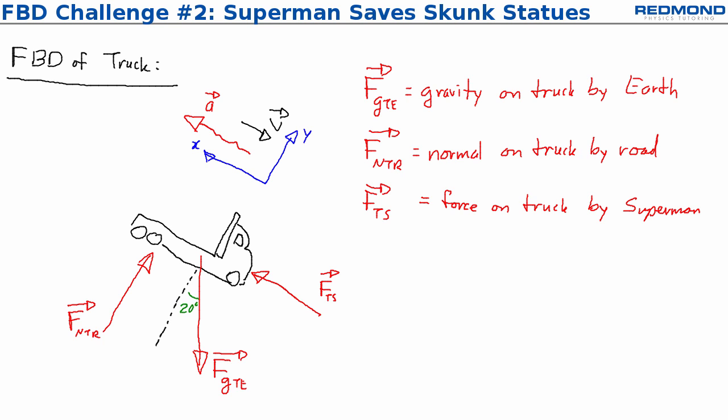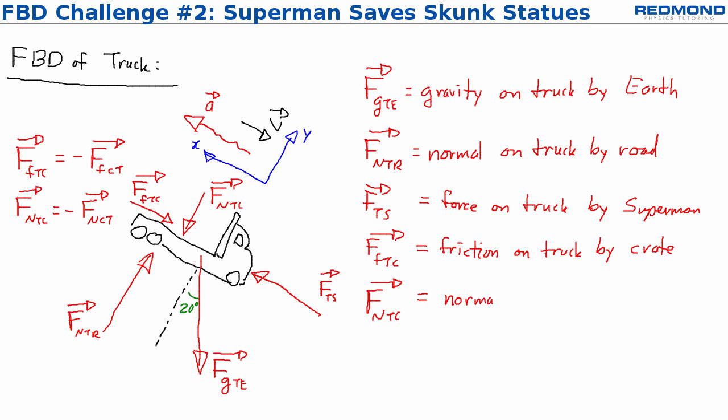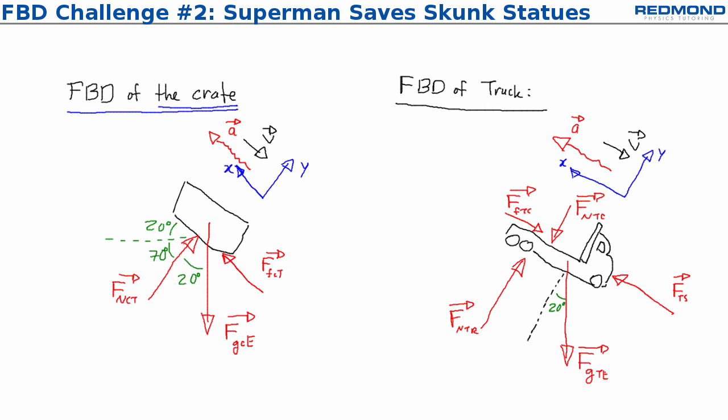The crate exerts two forces on the truck. FFTC is a friction force exerted on the truck by the crate, and by Newton's third law, FFTC is equal to negative FFCT. These form an action-reaction pair between the crate and the truck. Similarly, FNTC is equal to negative FNCT, where FNTC is the normal force exerted on the truck by the crate. That's it. The FBDs are done.